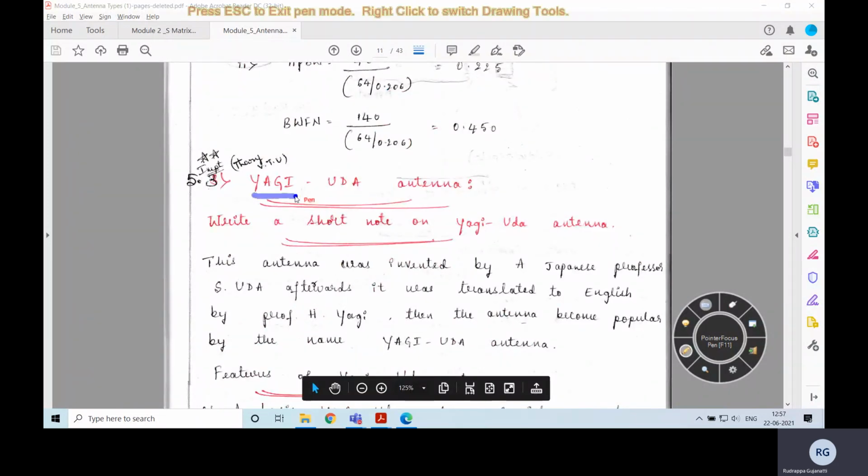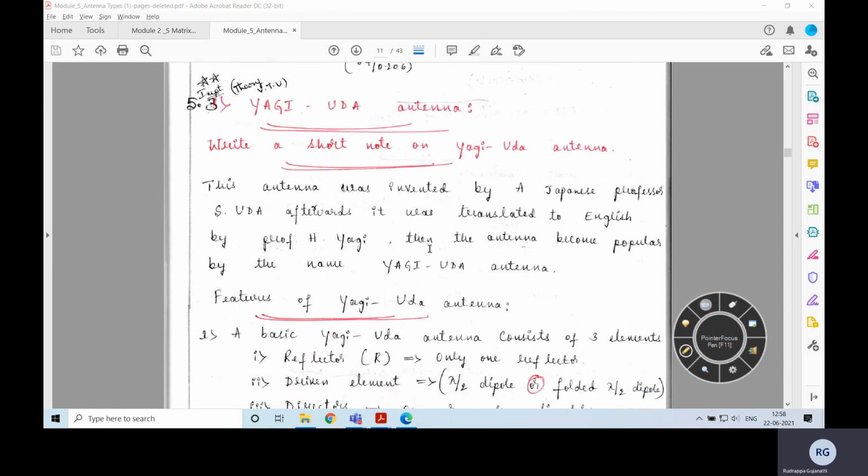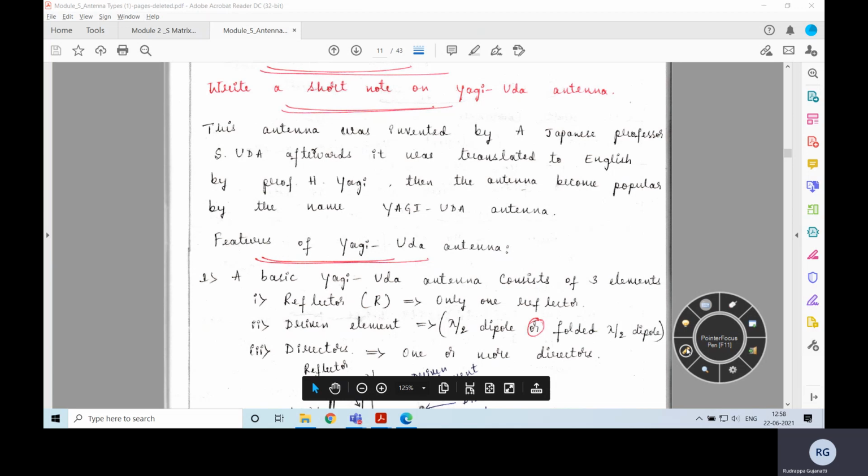So the Yagi Uda antenna is named after two people. One person is S. Uda, who was the main person who invented this antenna, and a few of the translations were done for this antenna with the help of Professor H. Yagi. Therefore this antenna is named after these two people, that is Yagi Uda antenna. Now let us see the main features associated with the Yagi Uda antenna.